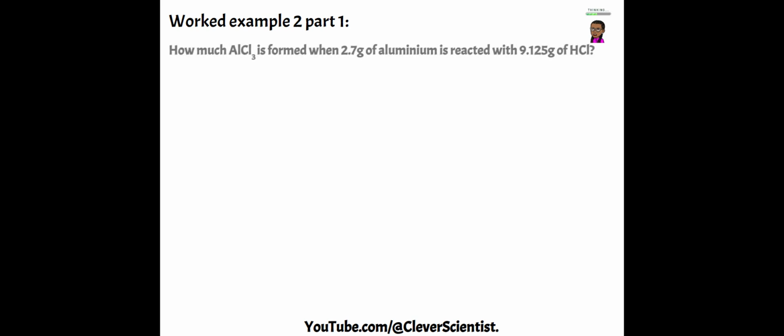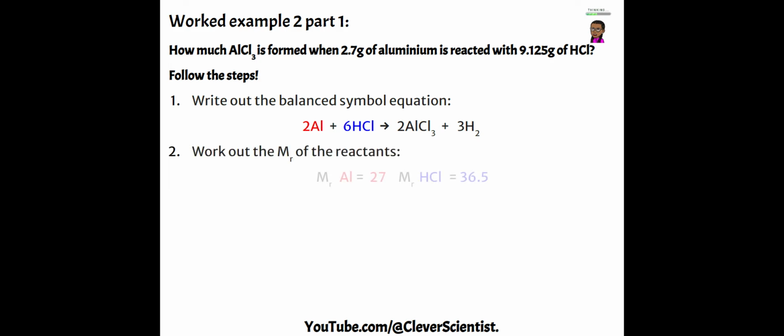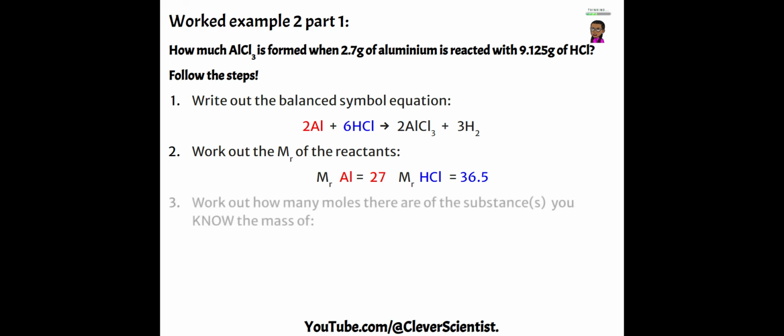Okay, so let's look at worked example number 2. How much aluminium chloride is formed when 2.7 grams of aluminium is reacted with 9.125 grams of hydrochloric acid? So, let's follow the simple steps. We've got our balanced symbol equation. We're going to work out the formula masses of the reactants.